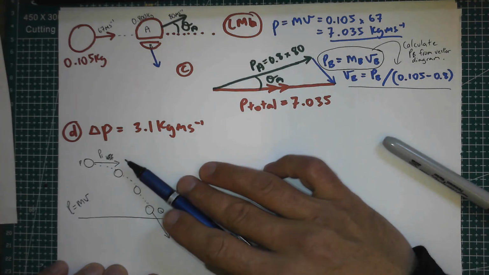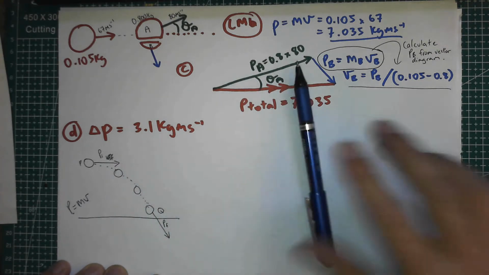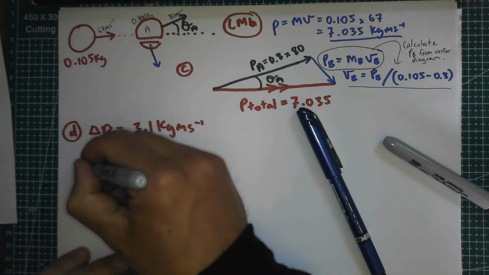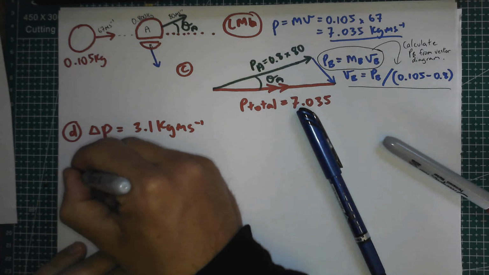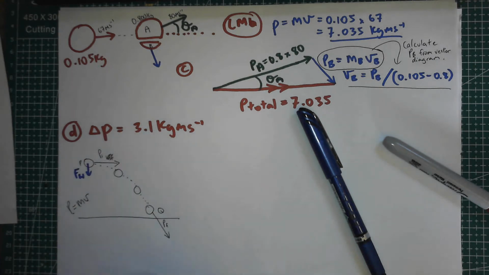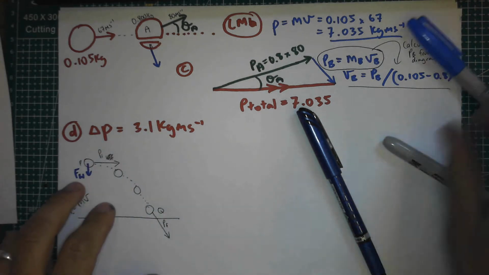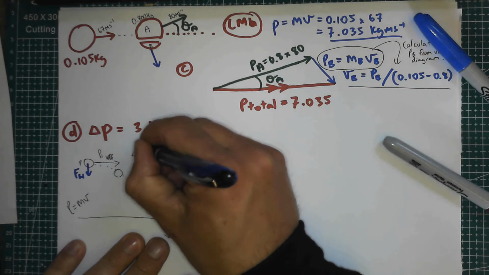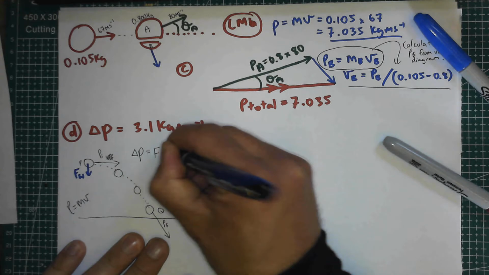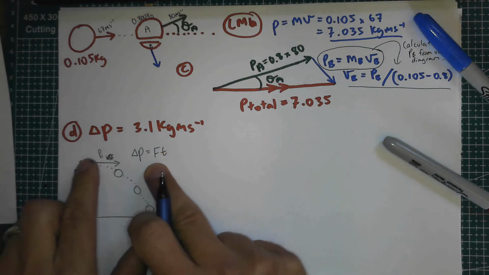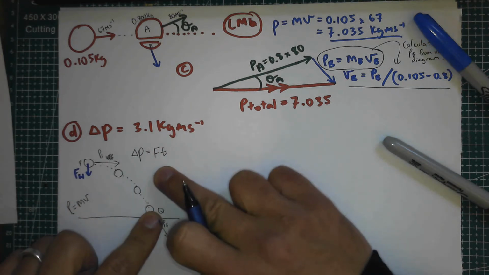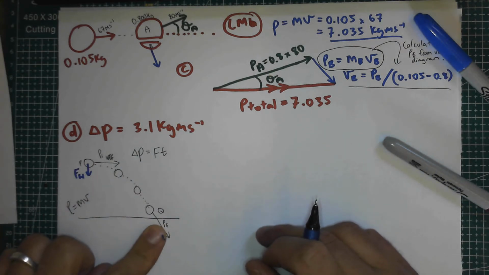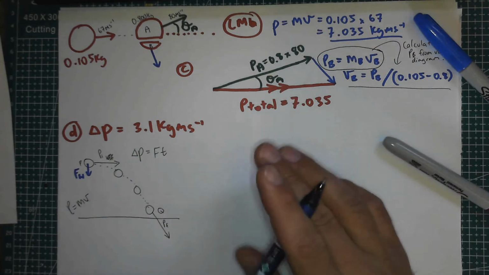So the cause of this is the weight force. This object A is in projectile motion, so the weight force acts downwards, and this force downwards causes a change in momentum. Delta P equals force times t. So this force is acting throughout the fall, which means the momentum is changing the whole time through here. And I think that's basically all they need for D.